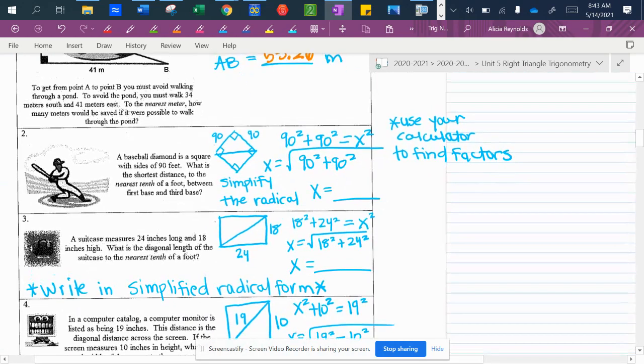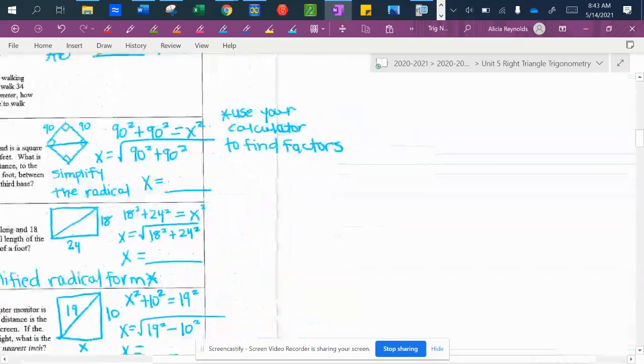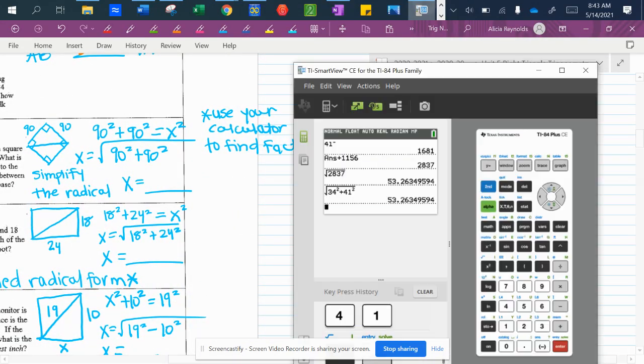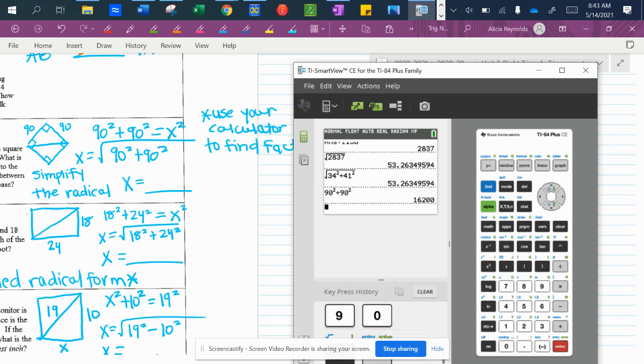All right, so let's do 2 together because I want this as a simplified radical. So if we're going to do a simplified radical, I don't want to include the square root. I just want to put what is under the square root. So what is 90 squared plus 90 squared? And we get 16,200. So looking at this number, I know that 2 zeros on the end means that I can divide this by 100, right?